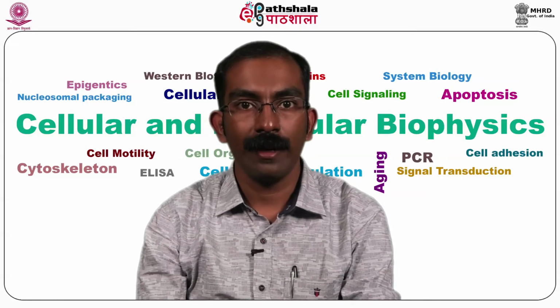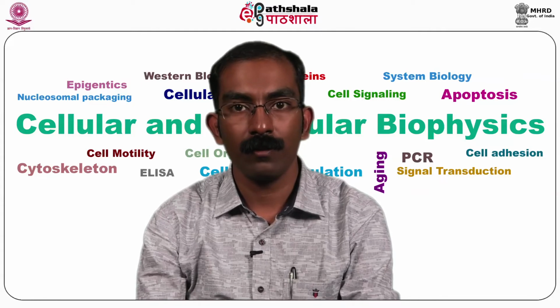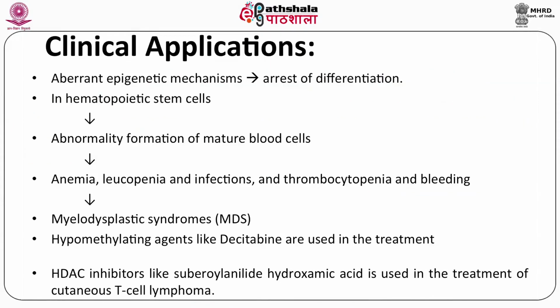Let us now see the clinical significance of epigenetic mechanisms in cellular differentiation. Aberrations in the epigenetic mechanisms are associated with arrest of differentiation. This, if it happens in hematopoietic stem cells, can lead to abnormality in the formation of mature blood cells like RBCs, WBCs and platelets. This can lead to anemia, leukopenia and infections, and thrombocytopenia and bleeding. This is what exactly happens in myelodysplastic syndromes, which are associated with mutations in TET2 translocases or DNA methyltransferases.